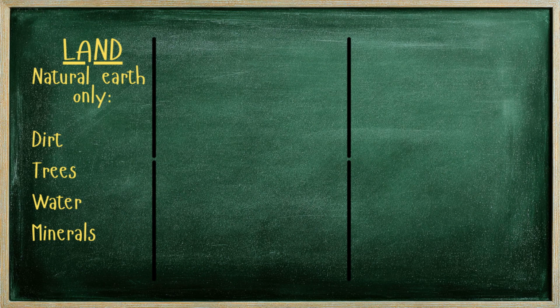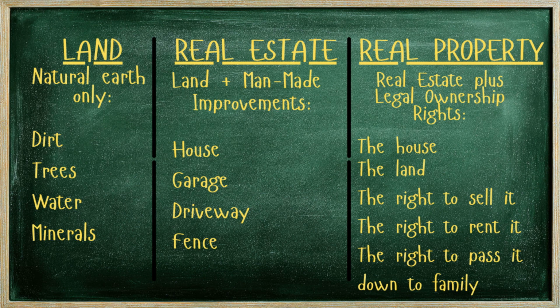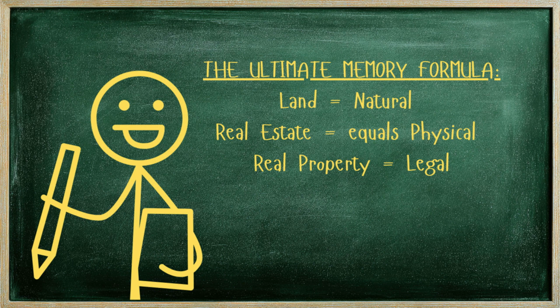When you think of land, you think of the natural earth only. For example, dirt, trees, water, minerals. When you think of real estate, you think land plus man-made improvements. For example, a house, a garage, a driveway, a fence. When you think of real property, you think real estate plus legal ownership rights. For example, the house, the land, the right to sell it, the right to rent it, the right to pass it down to family. The ultimate memory formula: land equals natural, real estate equals physical, real property equals legal.